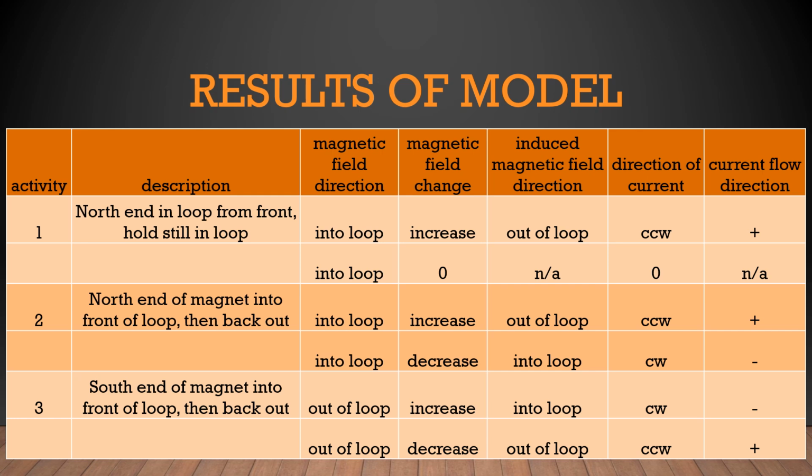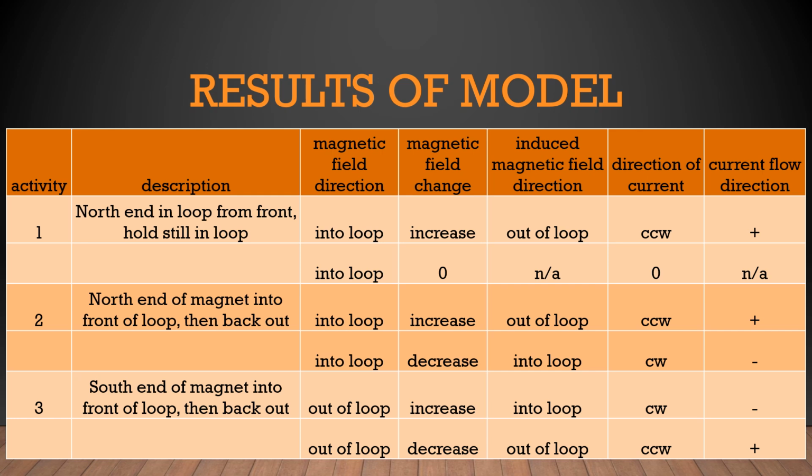The second activity is when we stuck the north end of the magnet into the front of the loop, the same way we did the first time. And then for the secondary movement, we brought the magnet back out. What we observed here with the EMF was that, same as with the first one, when we moved the north end of the magnet into the loop, it made an EMF that pointed back out of the loop. And then when we removed the magnet from the loop back out the way we came, it then did the opposite and made an EMF into the loop.